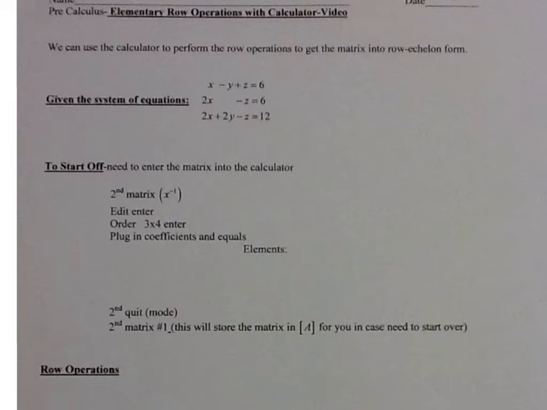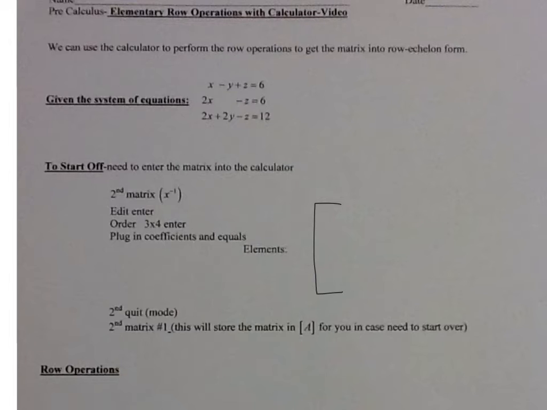Alright, so you're going to hit second matrix on the calculator. That's by the x to the negative 1 power. And you're going to go over to edit, enter. You have to enter in the order of your matrix. It's a 3 by 4 matrix, so enter. And then you're going to plug in your coefficients and your equal, because it's an augmented matrix that you're plugging in. And then this is what you should have when you're done. Your matrix should look like this.